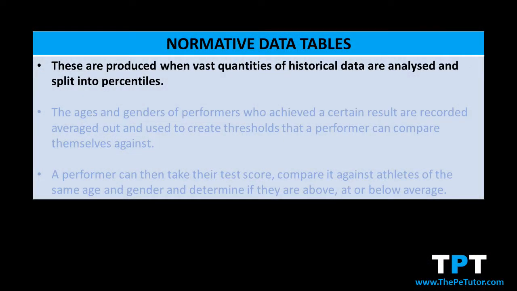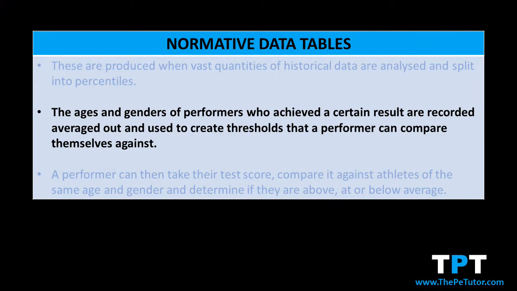Regardless of whether we use sub-maximal or maximal testing methods, both categories make use of normative data tables. These are produced after vast quantities of historical data in a fitness test is analysed and it's split into each percentile: the top achievers, the average achievers and the low achievers. These large samples of data are also split into ages and genders.